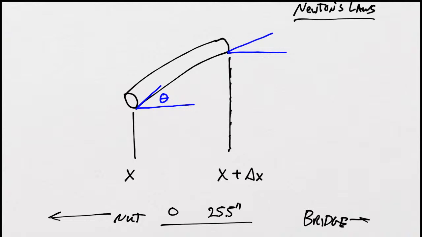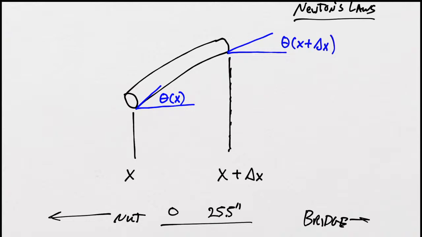So how do we express that? We say that theta has a value at the position X, and here theta has a value at the position X plus delta X. So now theta has two separate values. That's an important part of characterizing the string.